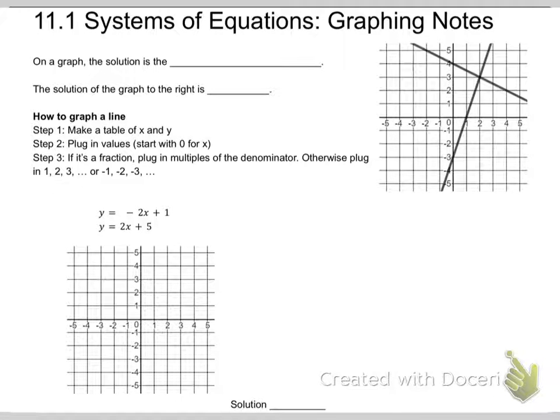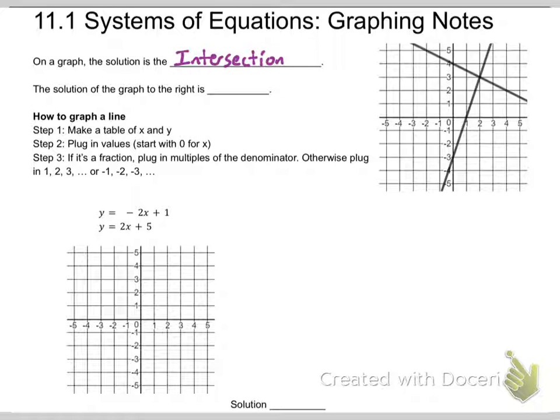Hey everyone, Mr. Newman here, and today we're going to learn about systems of equations and how to solve them by graphing. So first off, you need to know that on the graph, the solution is the intersection of the two lines. You get one line from each equation, each linear equation, and the intersection is where they cross.